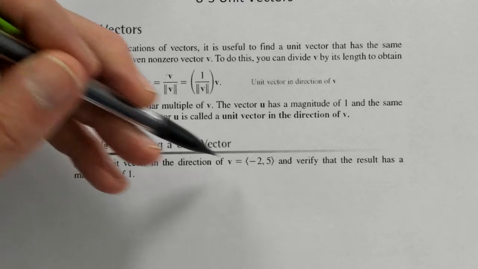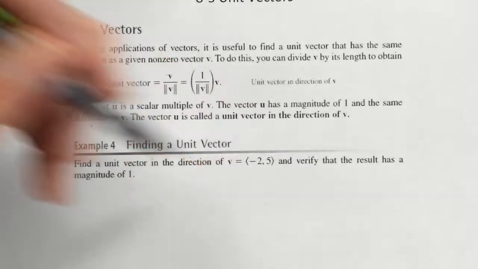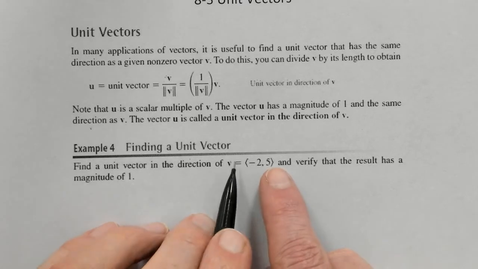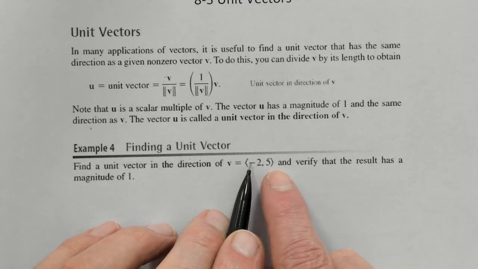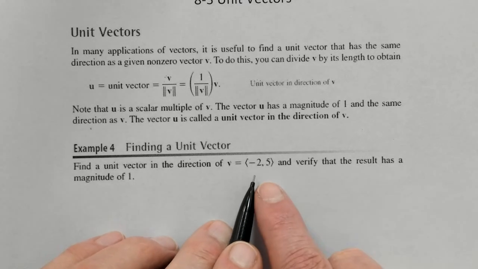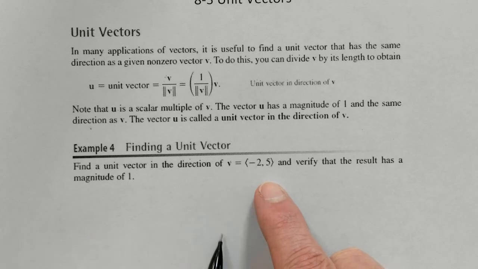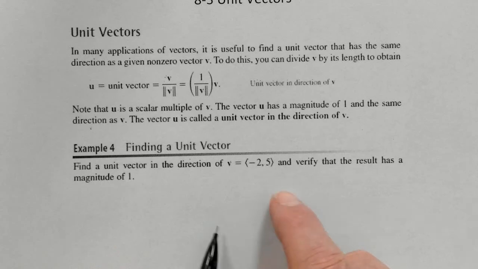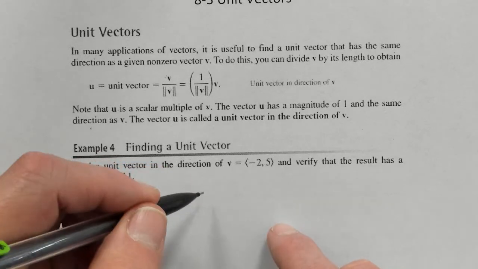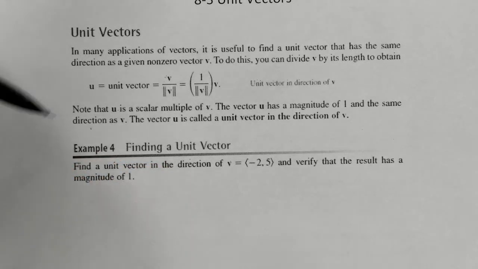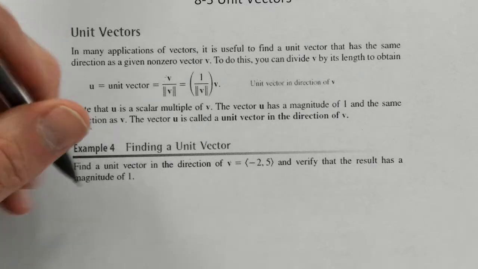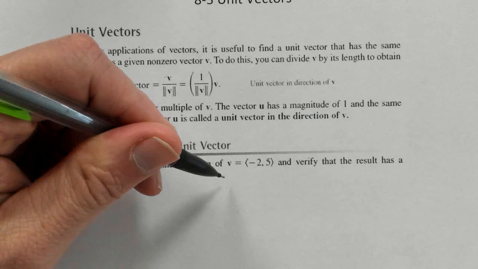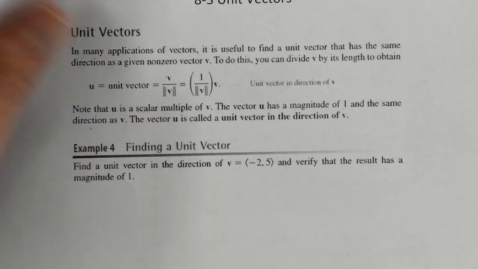The first type of problem we come to asks us to find a unit vector in the direction of a given vector and then verify that the result has a magnitude of 1. The vector we're given here, in component form, is -2, 5. So to the left 2, down 5 to get to the terminal point from the initial point. We want to find the unit vector in this same direction, a vector going the same direction but with a magnitude of 1.